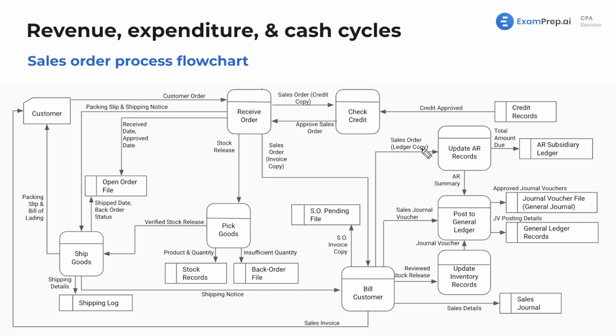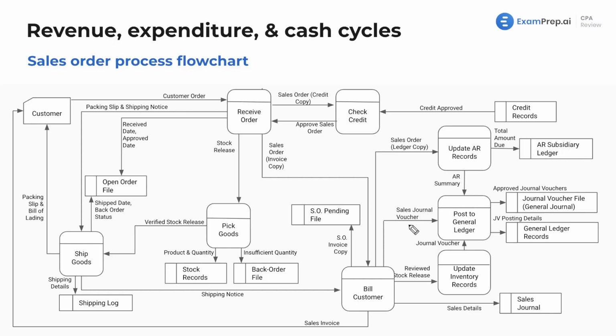And we see here, we've seen this a few times, that there are specific copies for whether it's just keeping in your files or actually going to specific departments or meant for the general ledger at the end of the day. We're going to update that AR record. The total amount due is going to go to the AR subsidiary ledger. Going to make a note there.